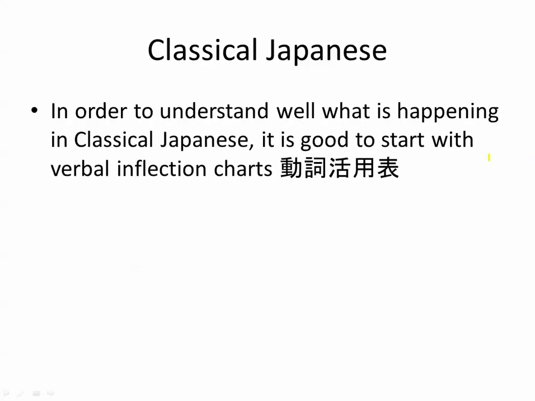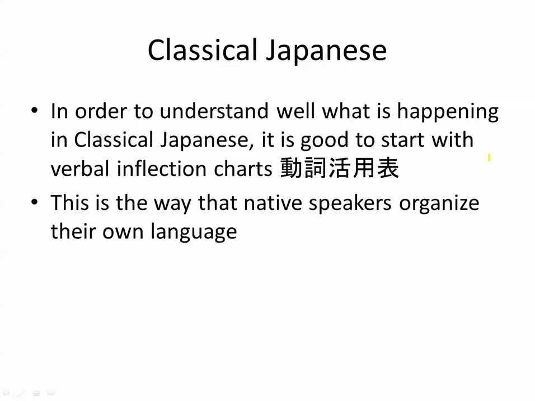Now, in order to understand what's going on in classical Japanese, I would suggest starting with a verbal inflection chart, a doshi katsuyo hyo. I'm going to show you an example on a subsequent slide. But frankly, the example is going to be so small, it'll be very hard for you to read. But I'm telling you, you can find one of these in just about any classical Japanese dictionary.